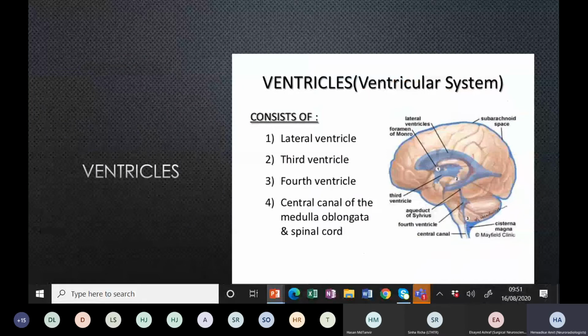We've got another 10 minutes, perhaps 15 minutes, to look at the ventricles. If we look at them in turn, we've got the lateral, the third, and the fourth ventricle, and finally continuing as the central canal of the medulla oblongata and the spinal cord.